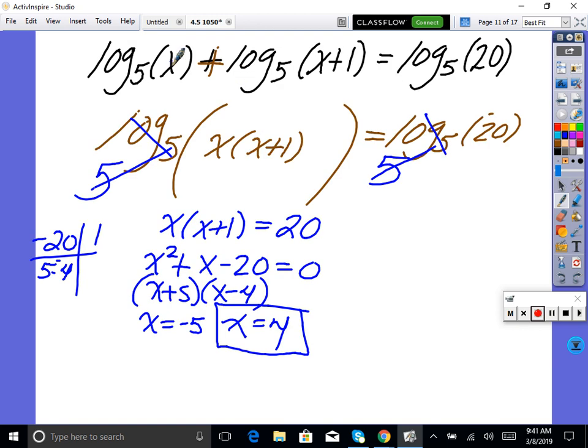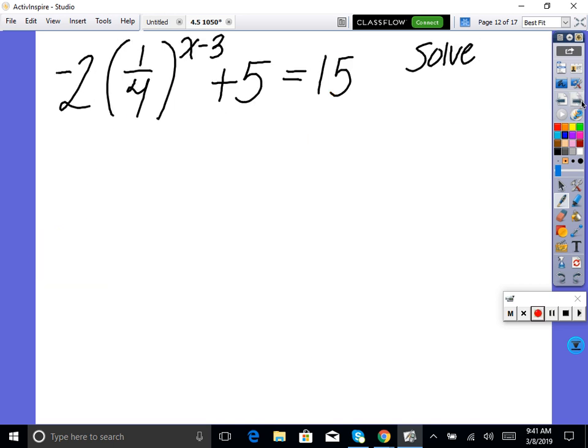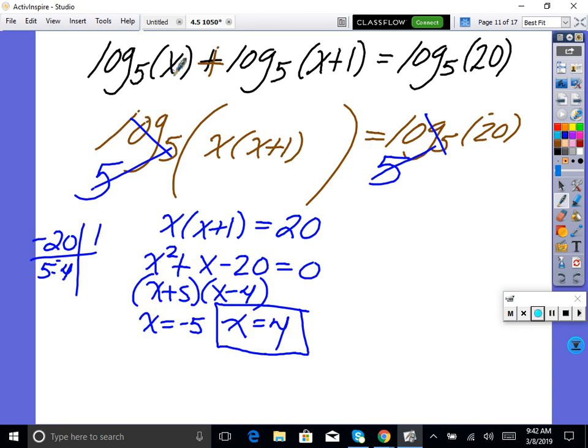If you plug in negative 5 right here, it's going to be a negative inside a log. Yeah, if it happens anywhere, then you can just move on, because it can't be negative anywhere inside a log. So if it worked here but not here, it's still a problem. Any negatives mean throw it out inside a log.